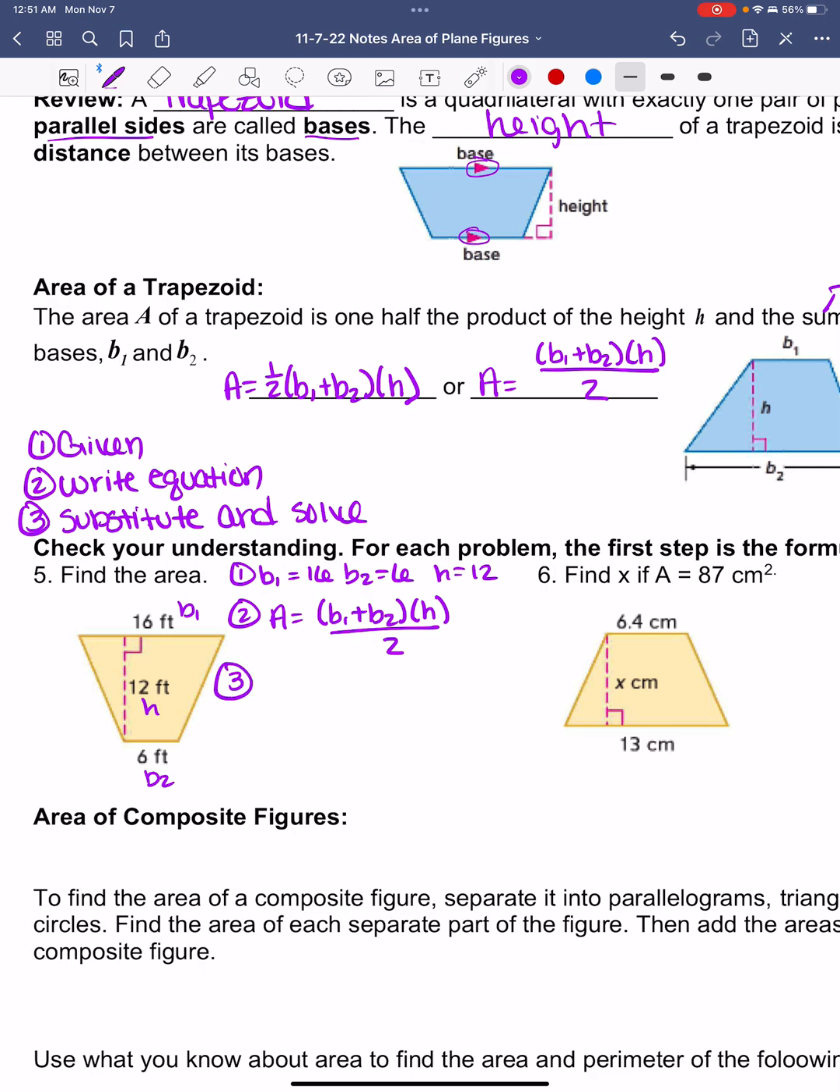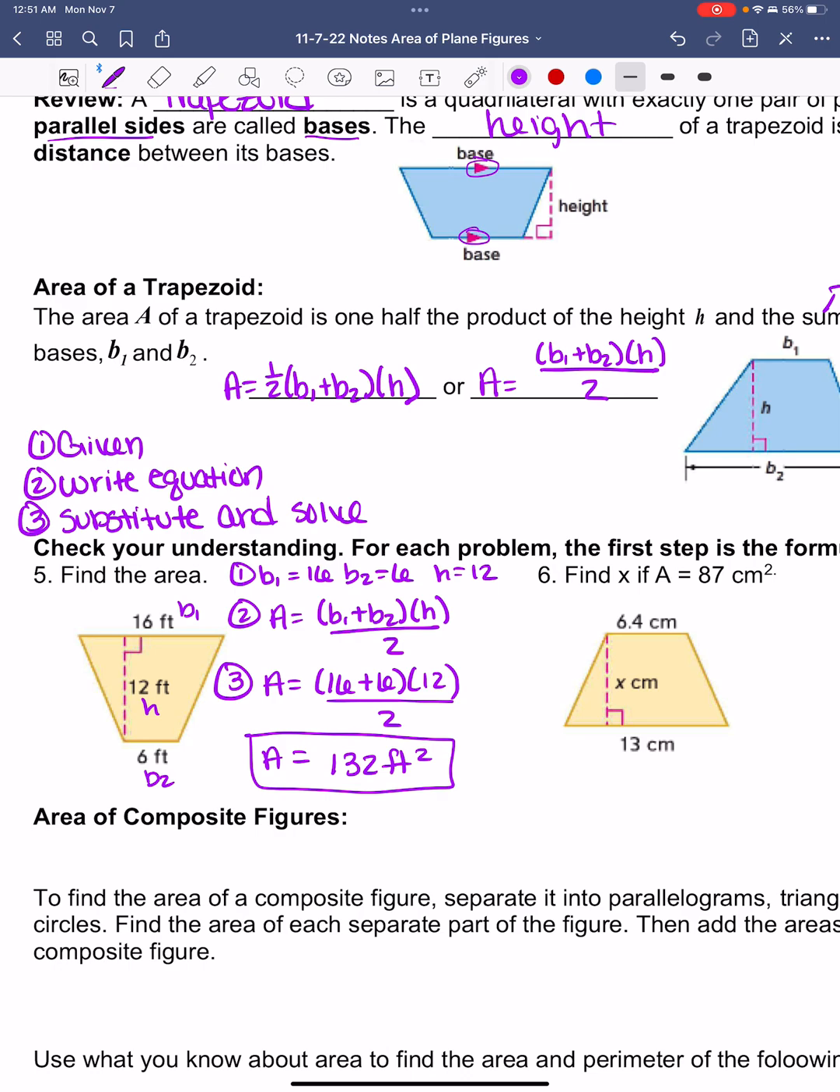Third step is to substitute and solve. So what that means is it's going to be 16 plus 6 times 12, divided by 2. Now, whenever you put that into your calculator, and again, guys, you can solve this out, but calculators are your best friends because, you know, I don't let you use them all the time. I'm going to go ahead and use it now. It's going to be 132 feet squared. So please make sure you put the squared and you box your answer.